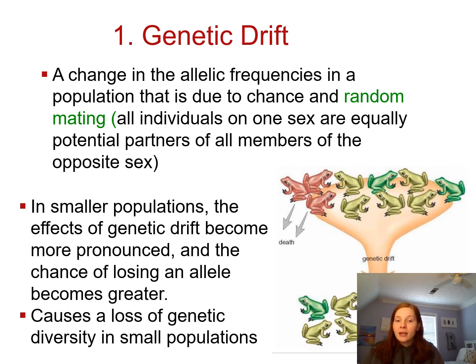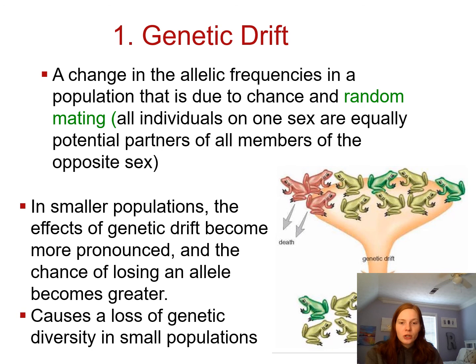This is due to random mating and chance, so just random. Genetic drift is going to be much more pronounced, and you're going to see a larger effect of genetic drift in small populations. Because with small populations, if you have an organism die off and that organism is the only person who has a little a in that population, you now have no little a's in that population. So genetic drift is much more pronounced and evident and obvious in small populations.